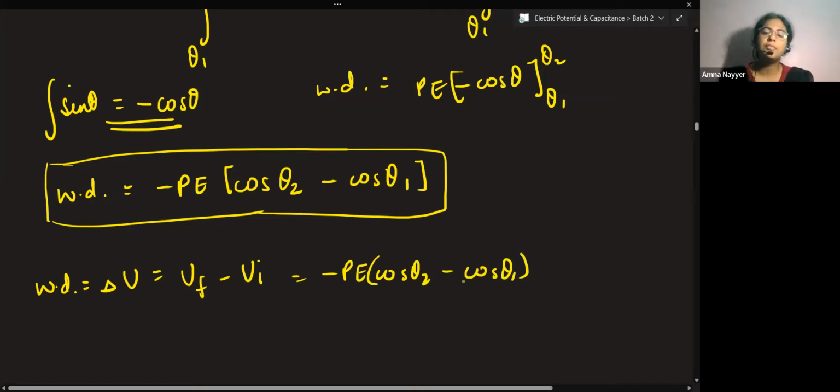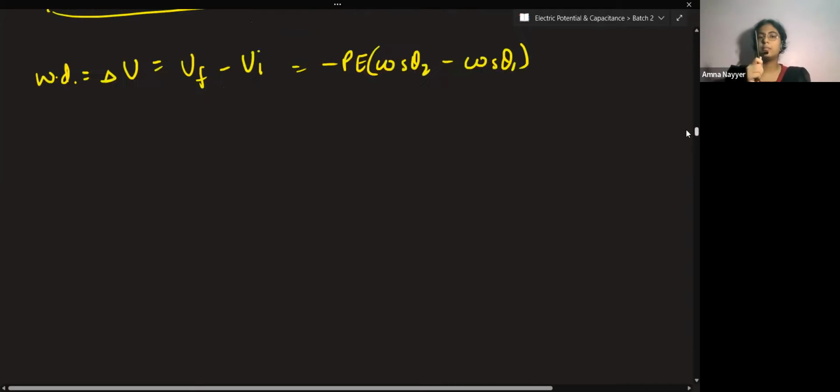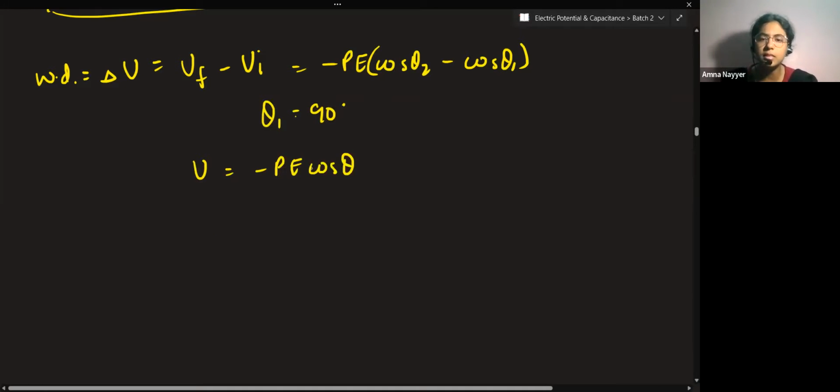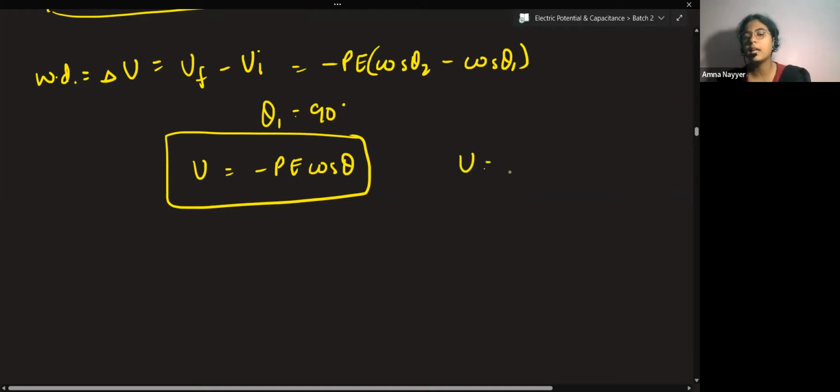For example, if your first angle, theta 1, is kept at 90 degrees, it means your dipole is kept at 90 degrees and now the rotation is beginning. So your potential will be what? Minus PE cos theta. Only theta 2 will be considered. This will be the formula. So you can write it in this manner also: minus P dot E, PE cos theta, the way we write the dot product.